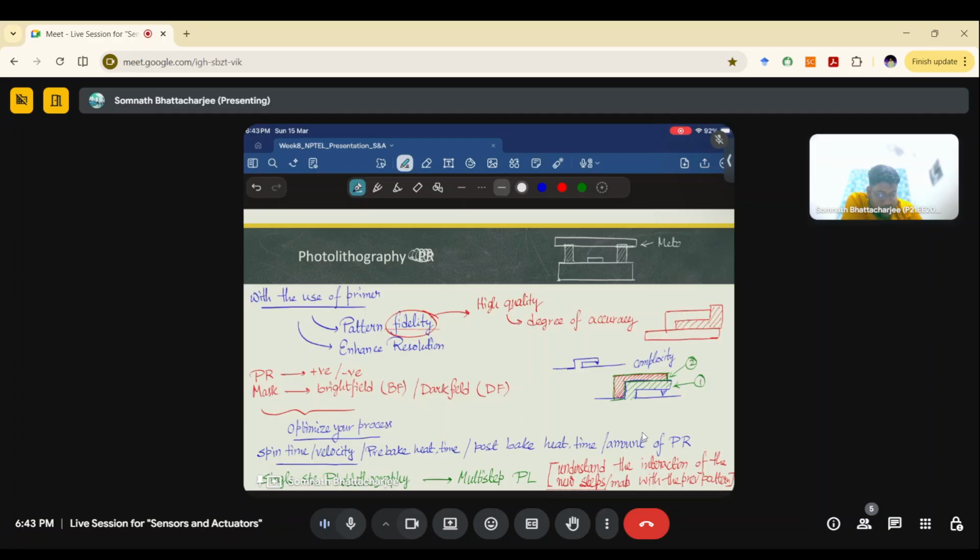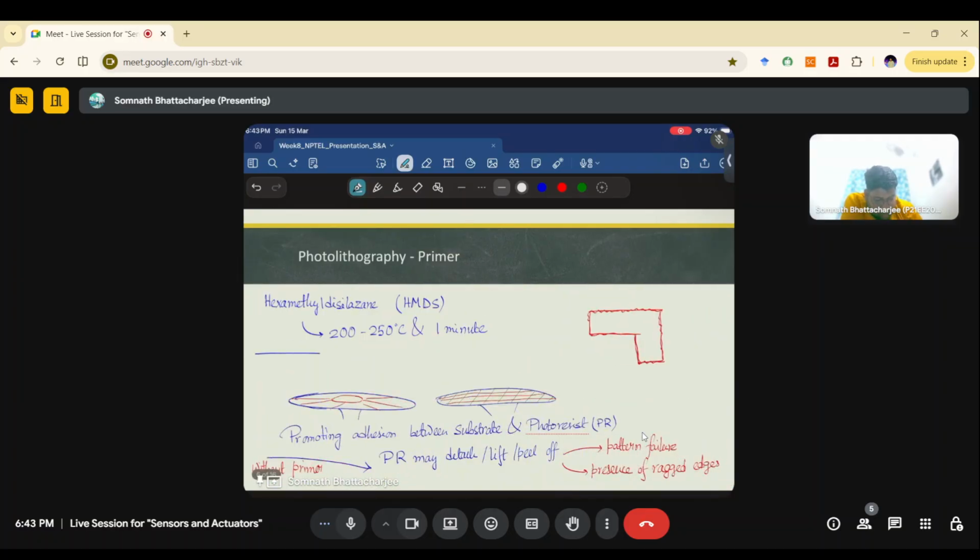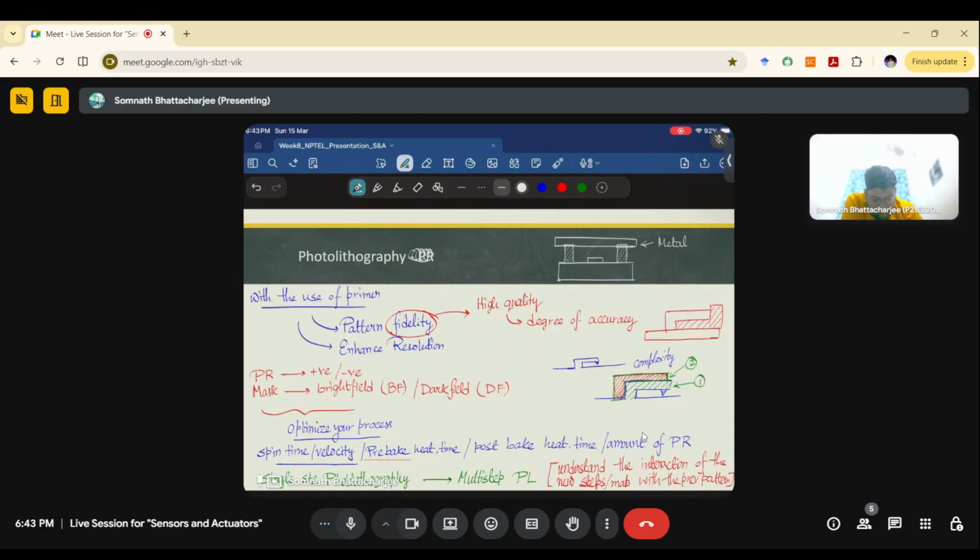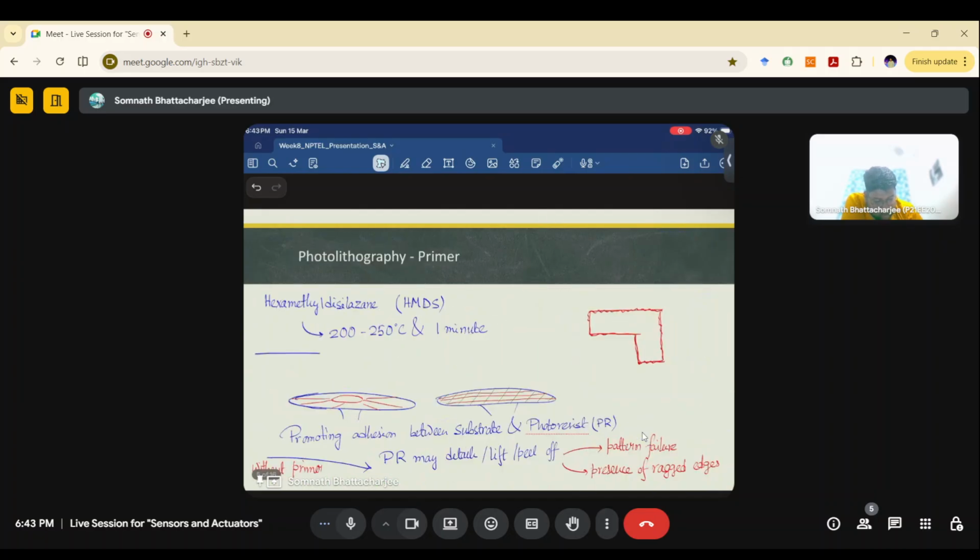So to make this, the best way is to have a sacrificial layer. So what you have to do in the first step, maybe I'll draw it here. So let me take it away from here. Just a second.